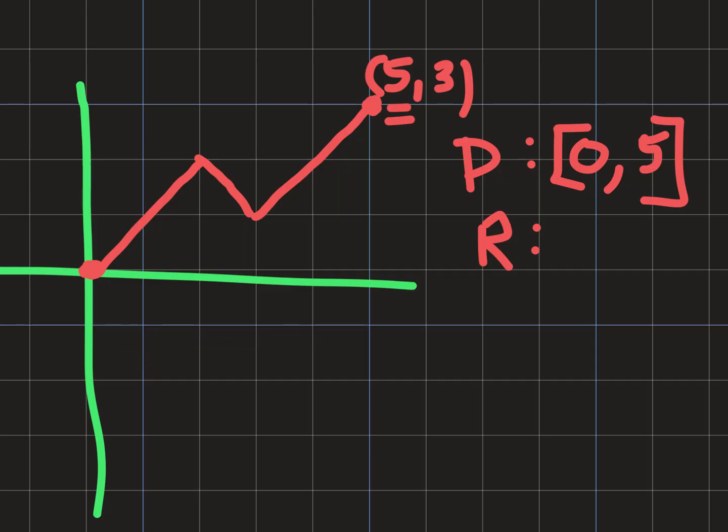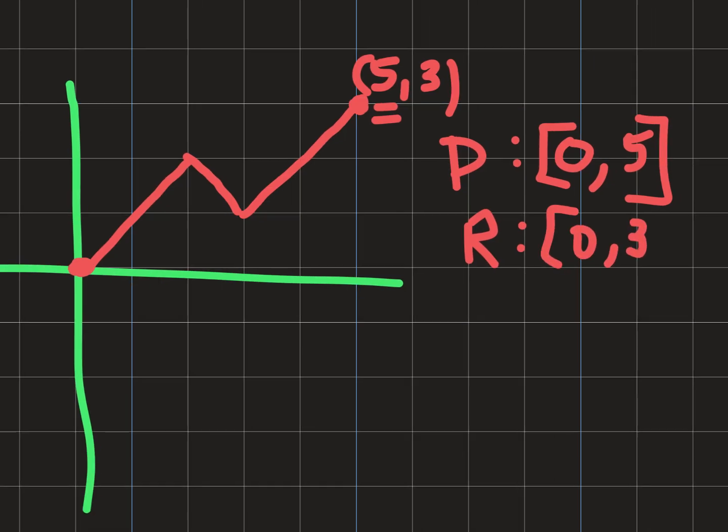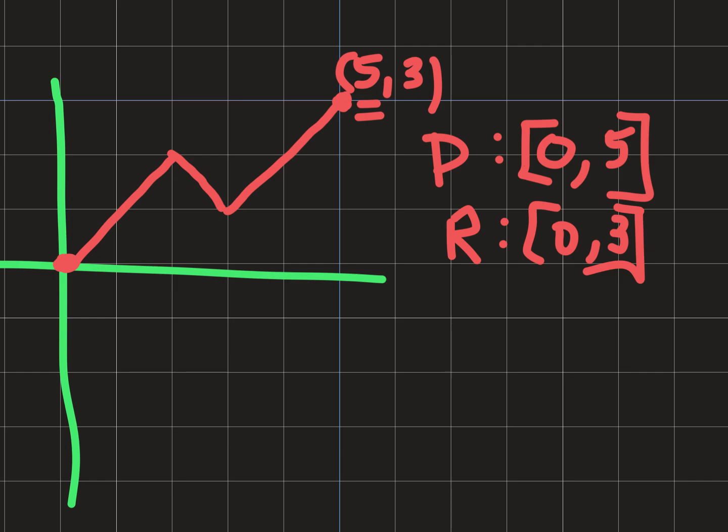To the highest it goes? 3. And does it actually touch that? Yeah. Yes, it does. Brackets. Brackets all around. Who had 0, 5, 0, 3? Okay, good. We're almost all there now.